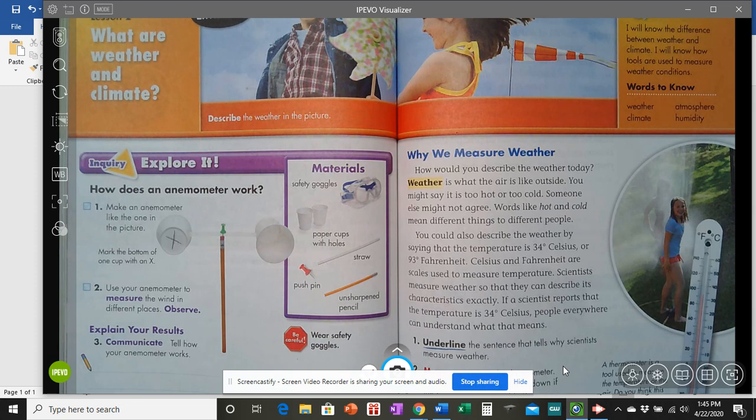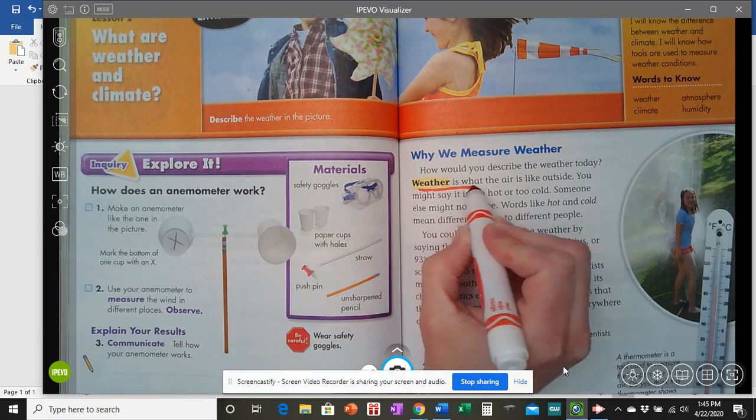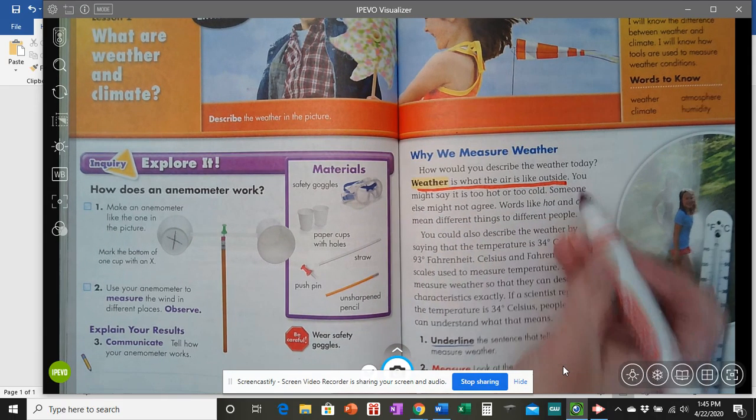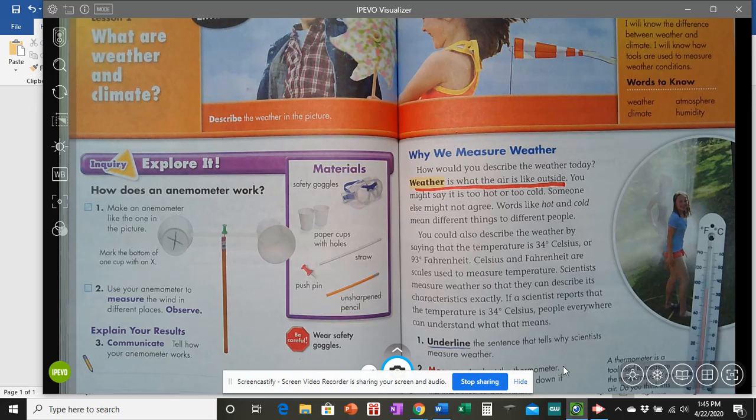Why we measure weather. How would you describe the weather today? Weather is what the air is like outside, and I'm going to underline that because it is a vocabulary word. You might say it is too hot or too cold. Someone else might not agree. Words like hot and cold mean different things to different people.